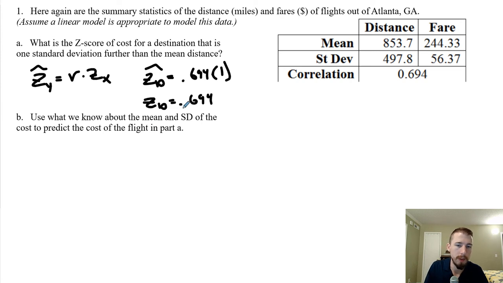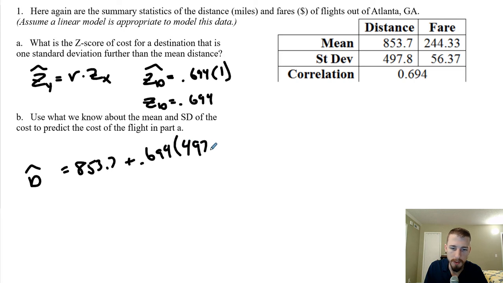Okay, so for part B, if we actually know what the z-score is, now they want us to plug in the values to solve for the actual observation. So we know our mean for the distance is going to be 853.7, and then we want to add to that this many standard deviations above the mean. So we're calculating the predicted distance. So the distance hat is going to be equal to the mean plus the 0.694 times, which is how many standard deviations, times our standard deviation for the distance, which would be 497.8.